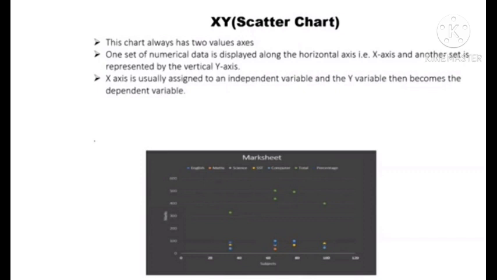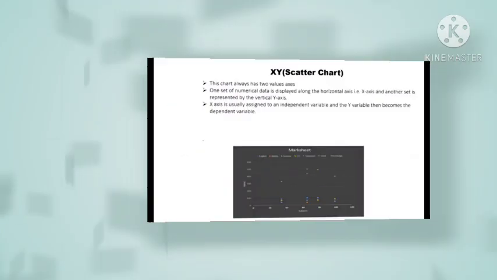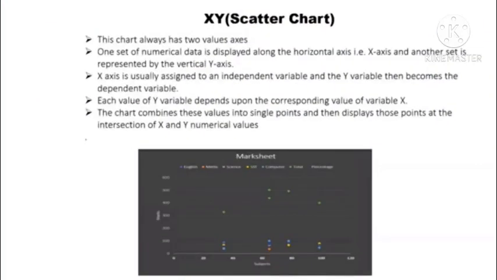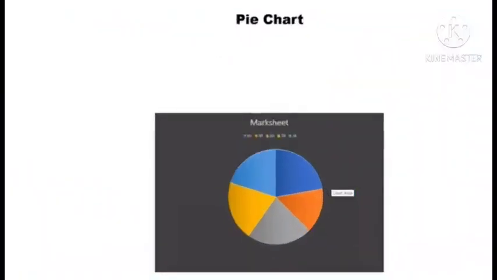So x-axis has an independent variable, that is a specific thing can be given over there, and on the y-axis you have dependent variable, it depends. Now the chart combines these values into single points and then displays those points at the intersection of x and y numerical values. Next we have the pie chart, children.